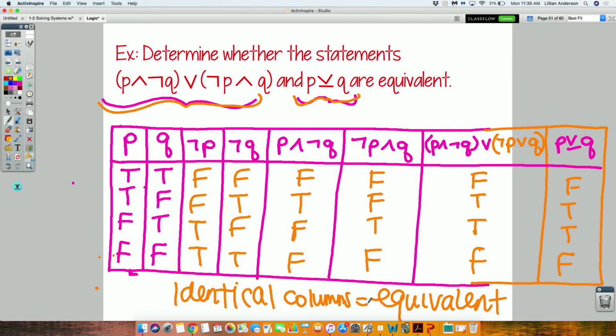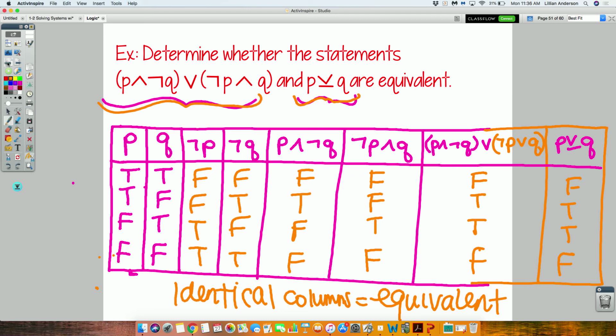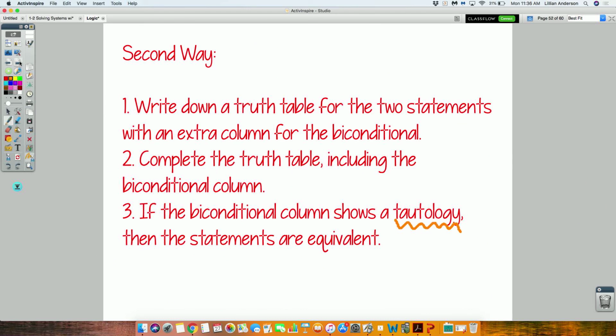That's the first way. The second way is you can write down the truth table for the two statements with an extra column for the biconditional. Complete the truth table, including the biconditional column, and if the biconditional shows a tautology, then the statements are equivalent. Okay? That is the other way you can determine if statements are equivalent. You can look at the biconditional.